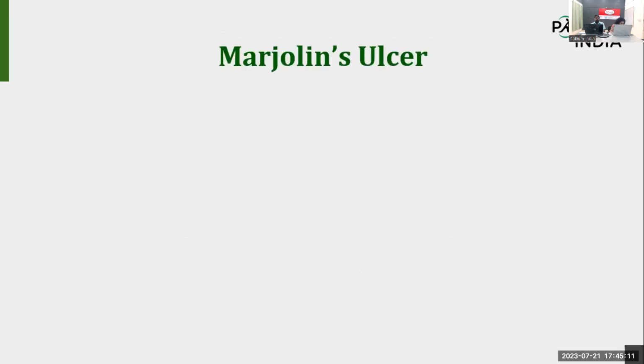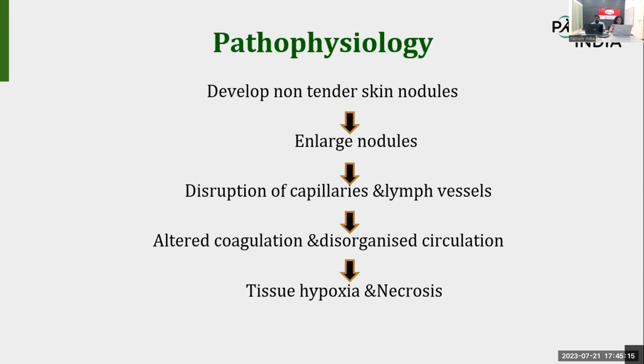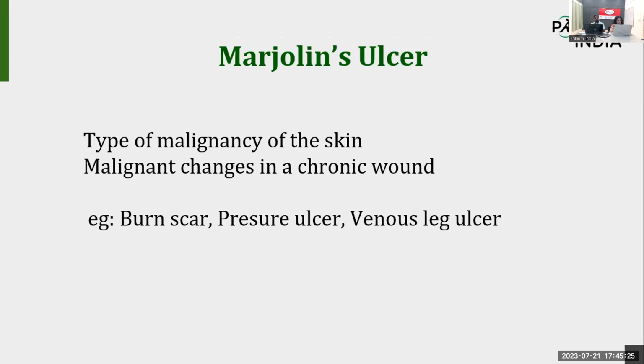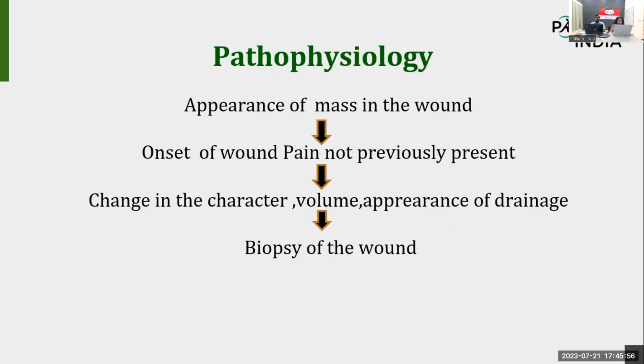So this one is Marjolin's ulcer. Marjolin's ulcer is also a type of malignancy. Mainly, if the patient has a chronic wound for a long time, a very old wound, that chronic wound may undergo malignant changes. So this is a type of malignancy of the skin. It occurs in an old burn scar area, a prolonged pressure ulcer, or a venous leg ulcer. In this ulcer itself, Marjolin's ulcer will happen.